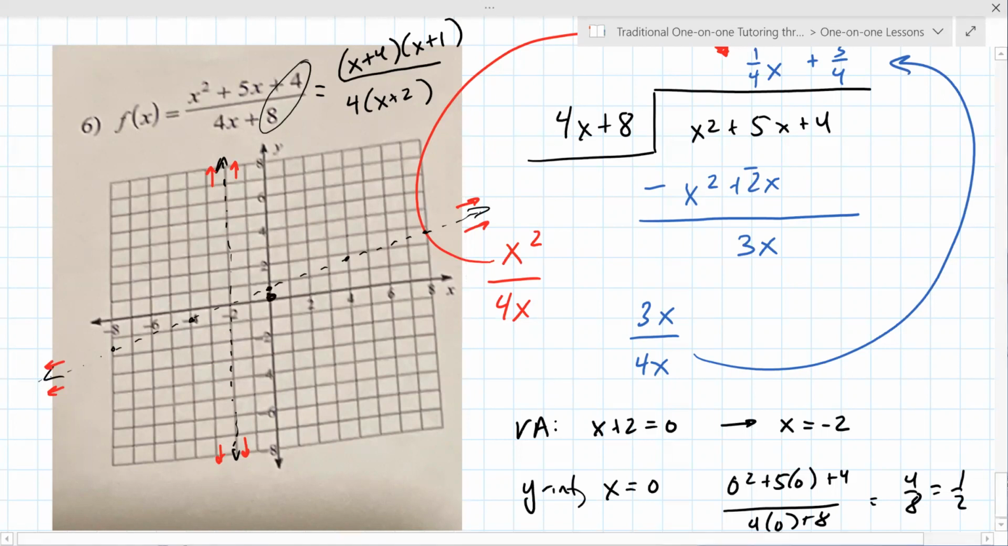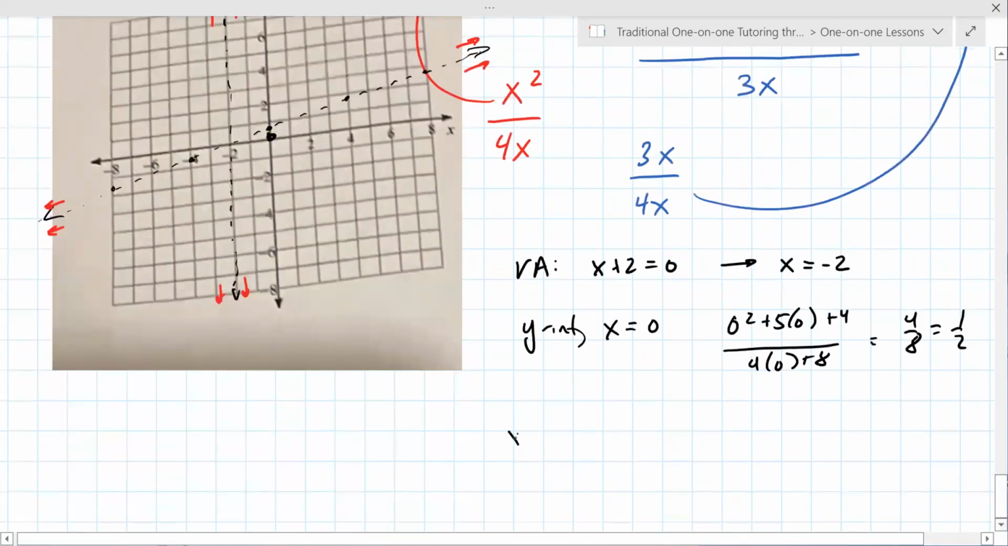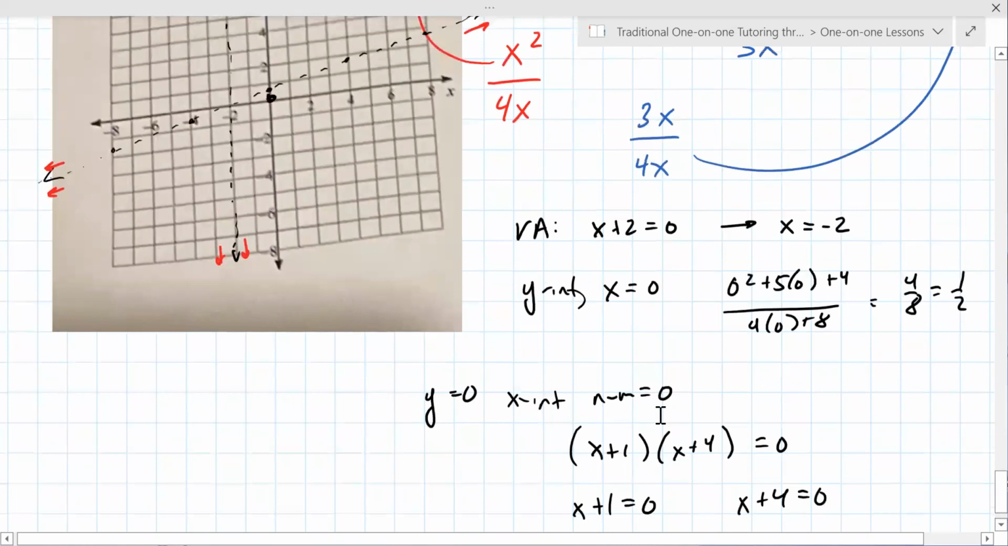And then for the x-intercept, you set the numerator equal to 0, because that's when y equals 0. So you're setting x plus 4 times x plus 1 equal to 0. You set each of those equal to 0. So you get x equals minus 1 and x equals minus 4. So those are your two crossings.